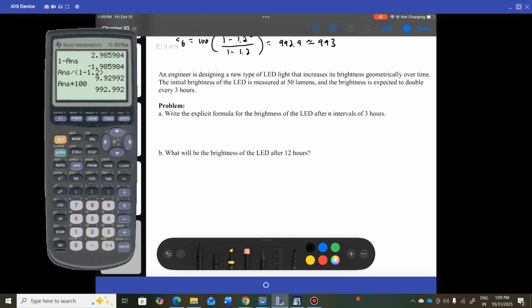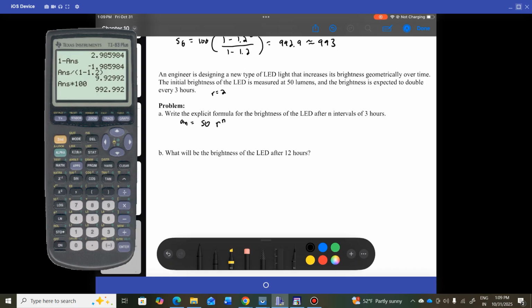Engineers are designing a new type of LED that increases its brightness geometrically over time. The initial brightness of the LED is measured at 50 lumens, and the brightness is expected to double every 3 hours. Right, so with it doubling, r equals 2. And so we'll have a sub n equals, it's going to start at 50, and then r to the nth.